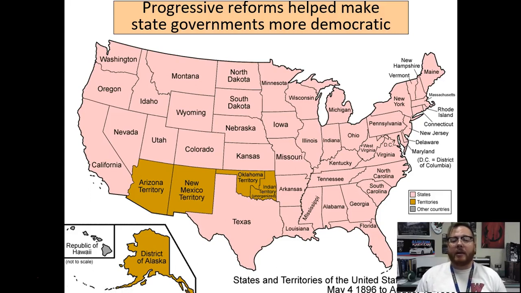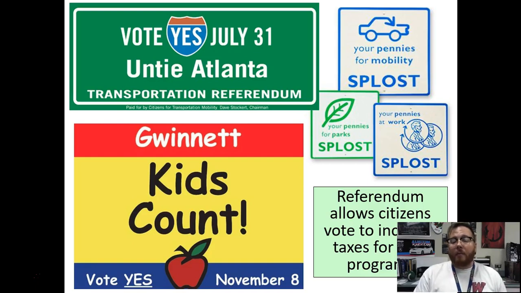Progressive reforms help to make state governments more democratic. These are states and territories of the United States between 1896 and 1898. This is what the United States looked like.